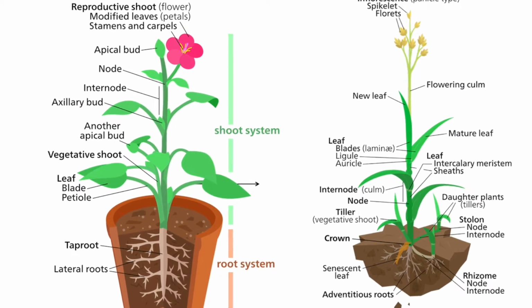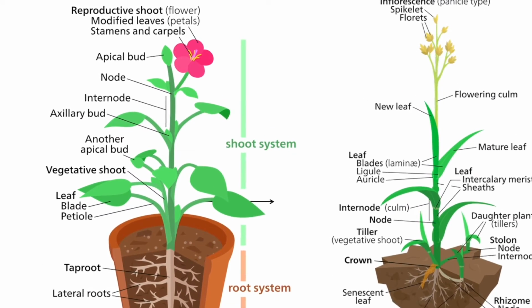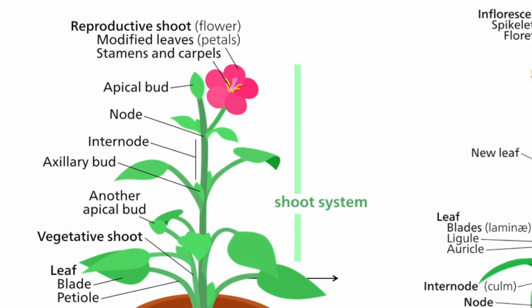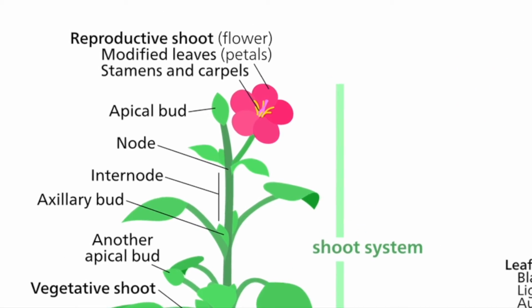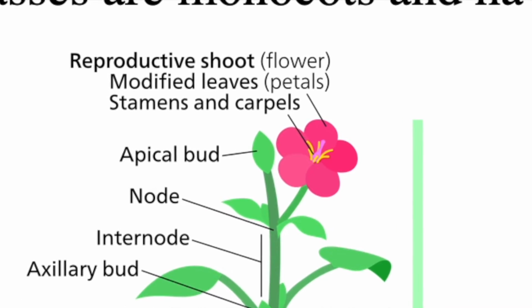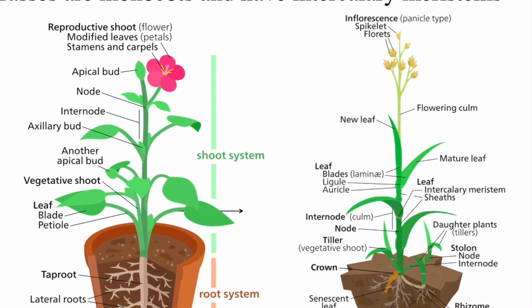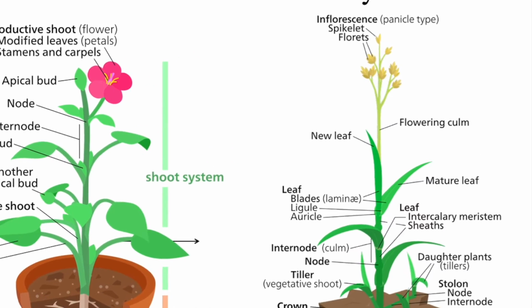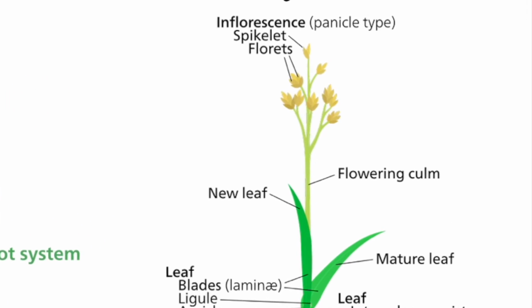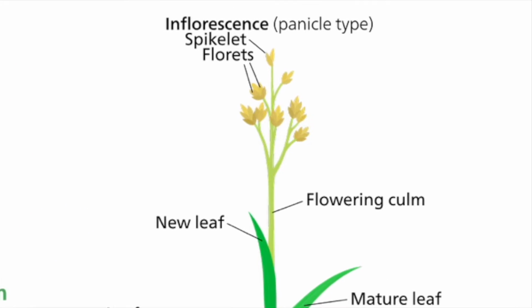In terms of floral components, we can see on the left this reproductive flower that has modified leaves. That's what those petals are. And they have stamens and carpels. In the grass, they have an inflorescence. An inflorescence refers to multiple flowers, and in this case, they have spikelets and florets.